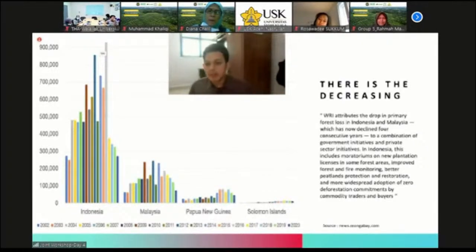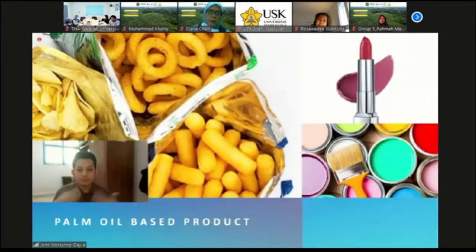In Indonesia, this includes a moratorium on new plantation licenses in some forest areas, improved forest and fire monitoring, better peatland protection and restoration, and more widespread adoption of zero deforestation commitments by commodity traders and buyers. Here, we can see the impact of certification by NGOs, which can decrease deforestation because they process the palm oil in a sustainable way. Also, why we have to use palm oil: because palm oil based products are everywhere. We can buy them in every daily product. Just imagine if we changed all of our products into palm oil based products certified by the LSPO.